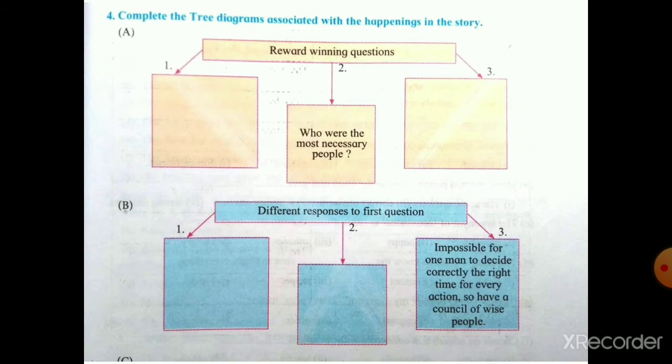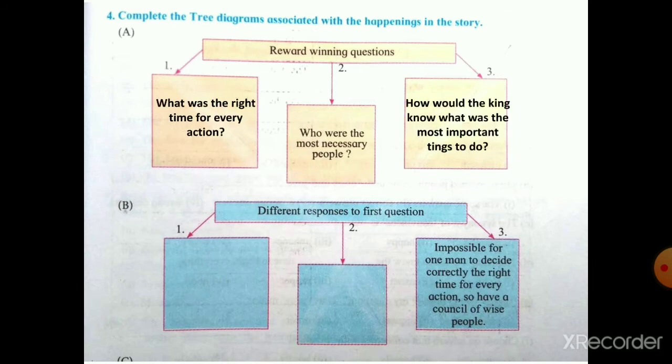First one, it is given here, reward winning questions. The first question given here is: who were the most necessary people? And I have written down here two questions: what was the right time for every action, and how would the king know what the most important thing to do is. Then different responses to the first question. One response is given here: it is impossible for one man to decide correctly the right time for every action, so have a council of wise people.